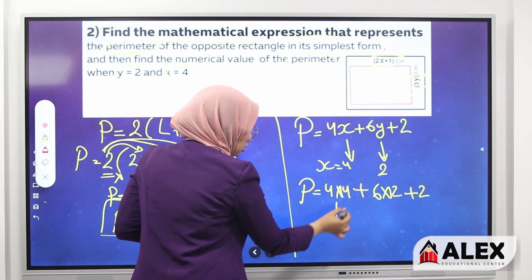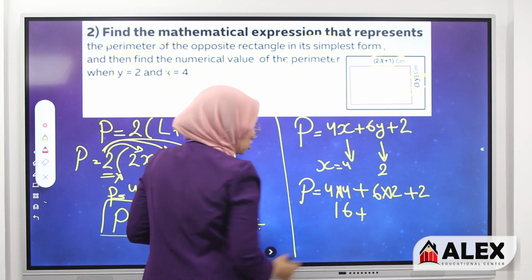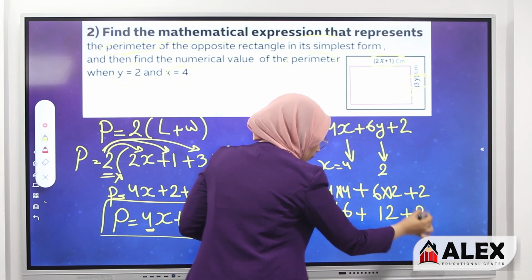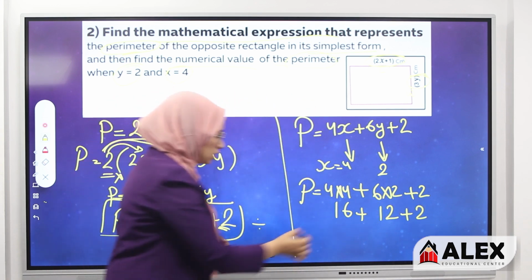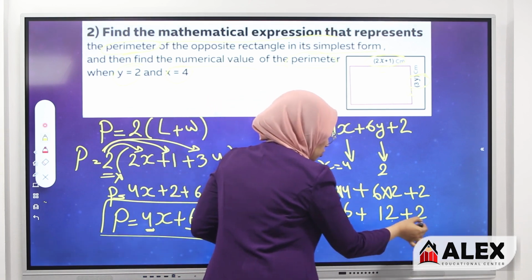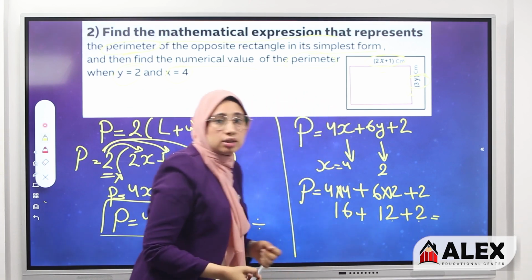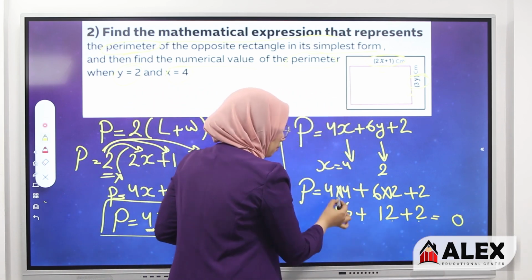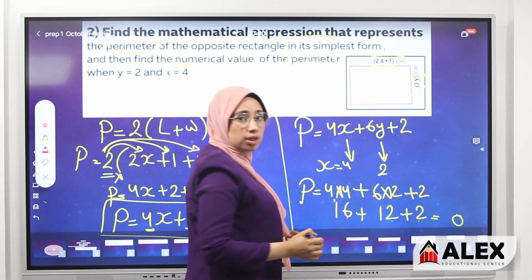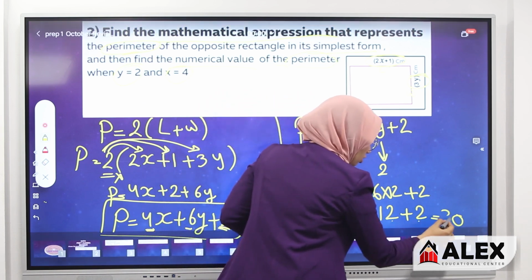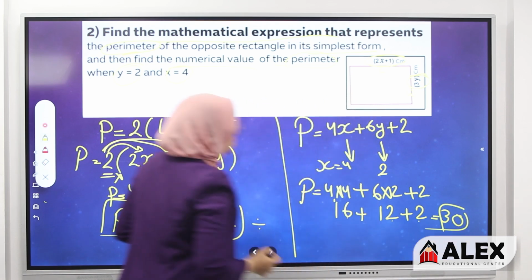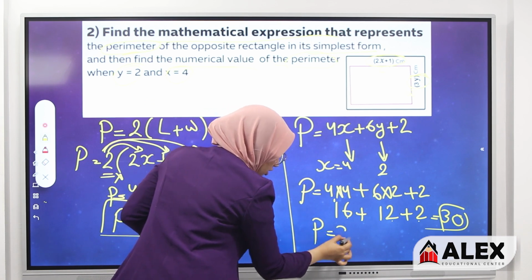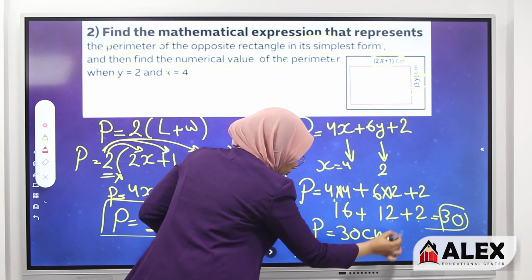4 times 4 equals 16, plus 6 times 2 equals 12, plus 2. Okay, 6 plus 2 plus 2, 6 plus 2 equals 8, 8 plus 2 equals 10, 0 and carry 1, 1 plus 1 equals 2, plus 1 equals 3. Then the numerical value of the perimeter equals 30 centimeters.